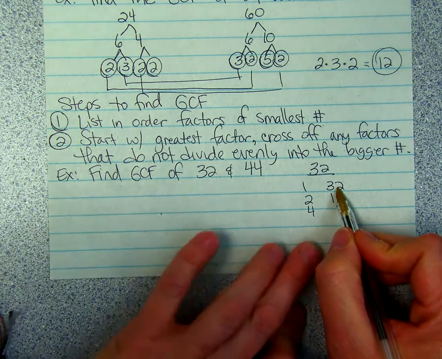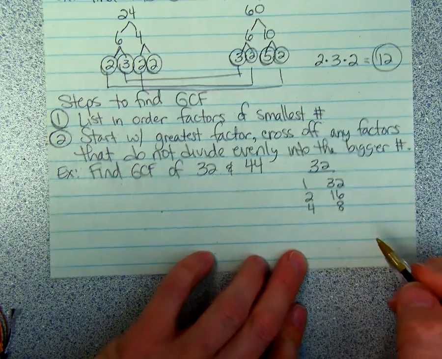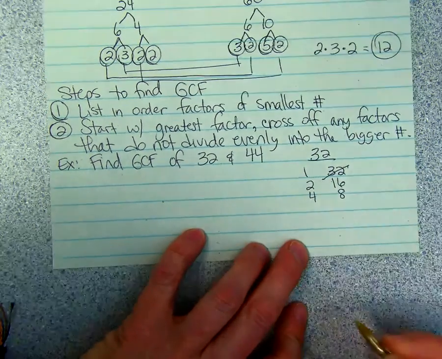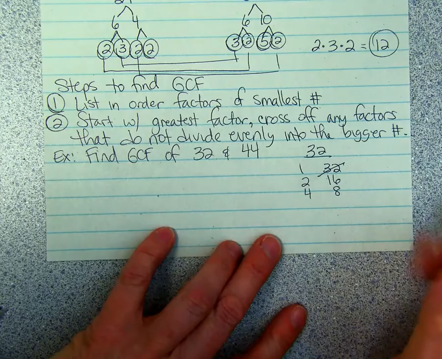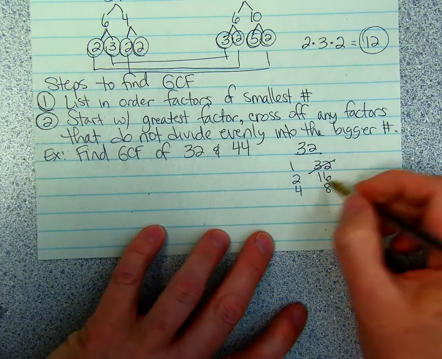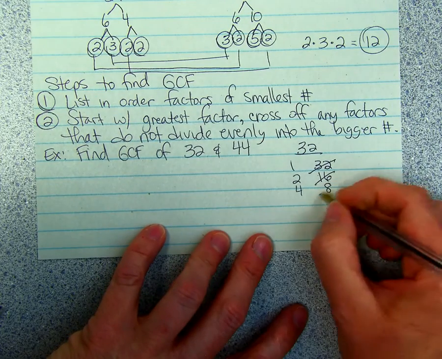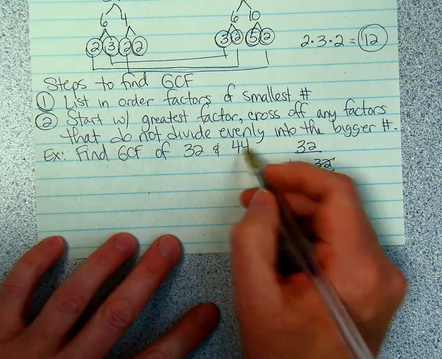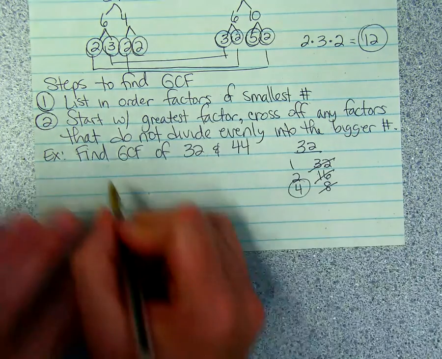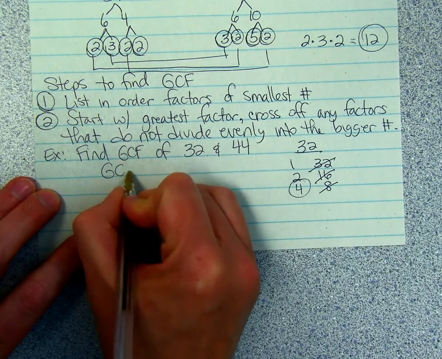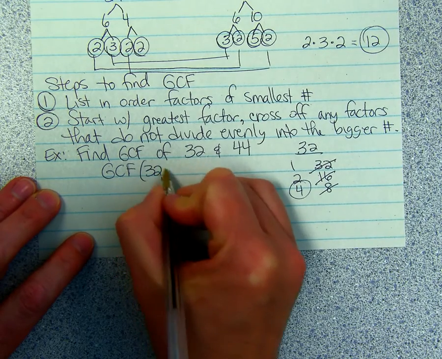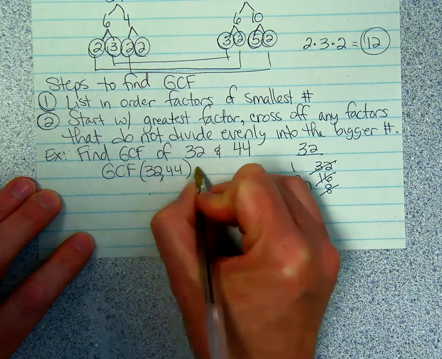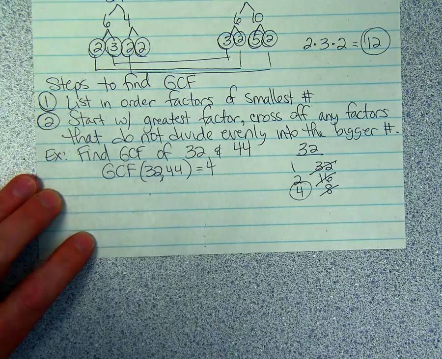Does 32 go into 44 evenly? Well, no. So we cross it off. 16, does it go into 44? No. 8? No. Does 4 go into 44? Yes. So the greatest common factor of 32 and 44 equals 4.